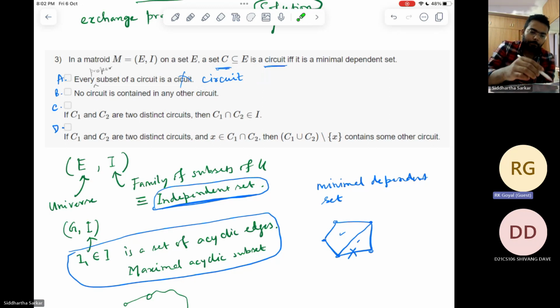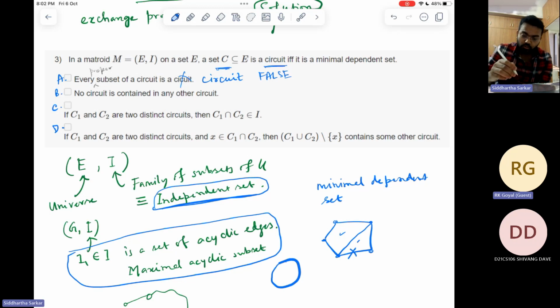Yes, so therefore this is false. And no circuit is contained in any other circuit. So a circuit is already minimal. So how can we include a minimal inside a minimal? That won't make much sense. So this is also false.